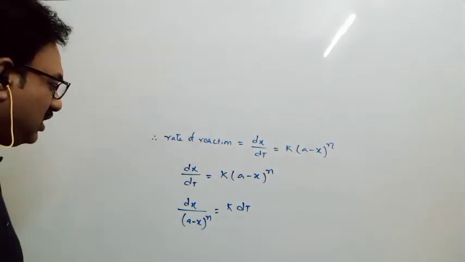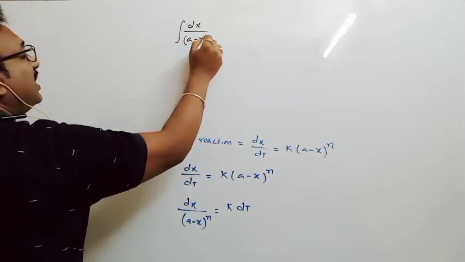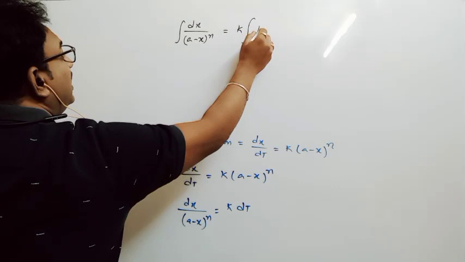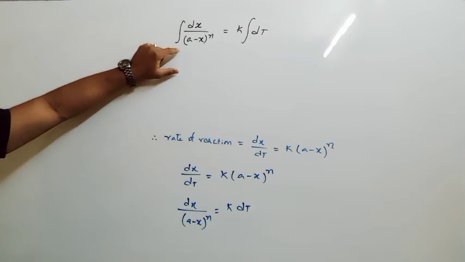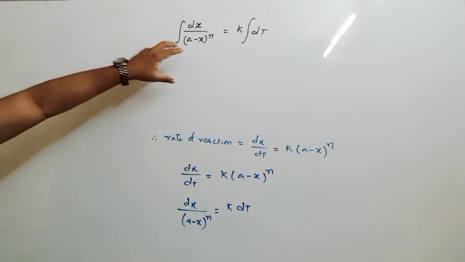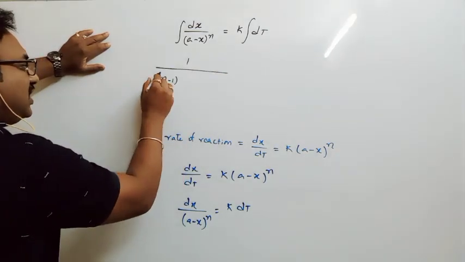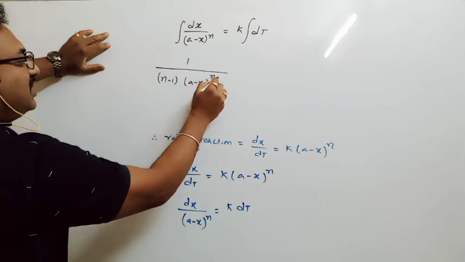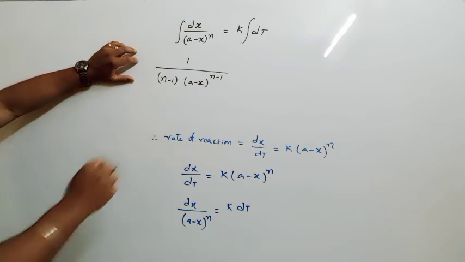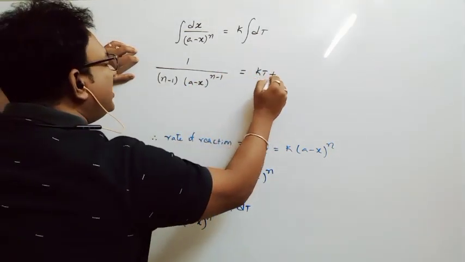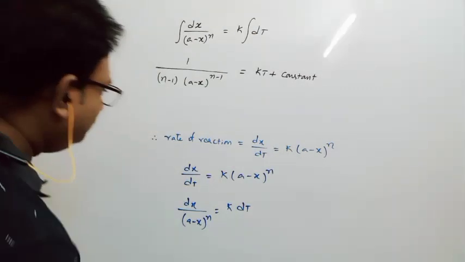Integral dx by (a minus x) power n is equal to k into integral dt. Solving this, what will we get? 1 by (n minus 1) into (a minus x) power (n minus 1) is equal to kt plus constant, the integration constant. Okay, right.